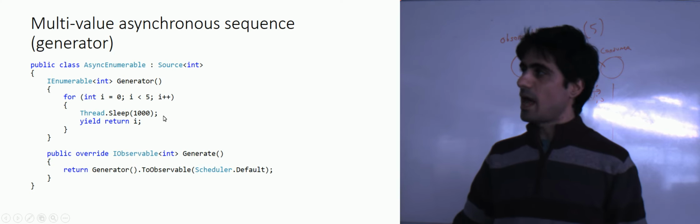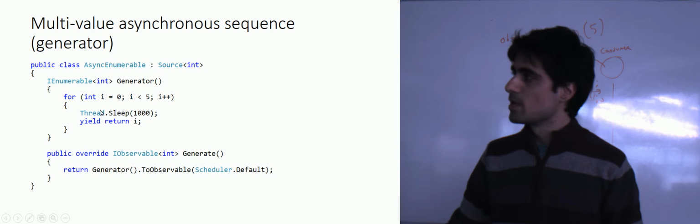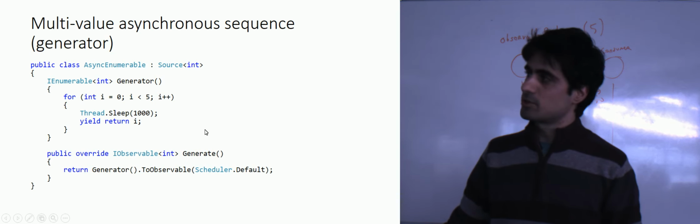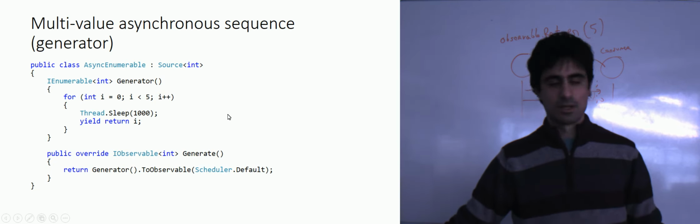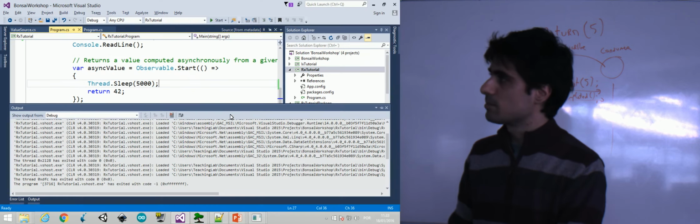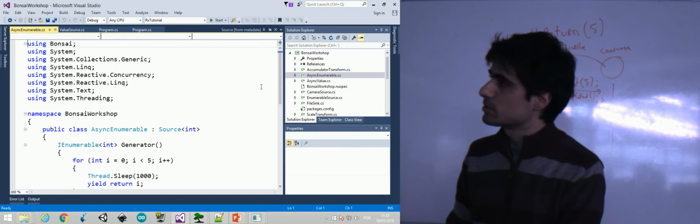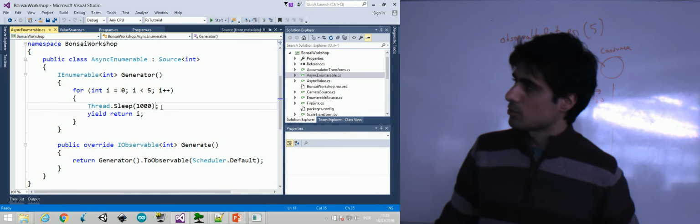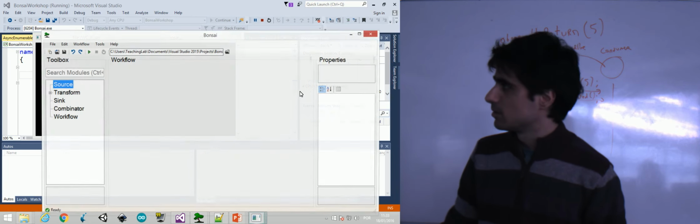Yeah, to be notified as the values are produced one by one. In this case, this is just a way to reuse the idea of iterator blocks and still have them work in the reactive world. We can actually see this running. This one may be interesting to run. You see I have it over here. This is my async enumerable that I was showing you. You have them in your projects as well. So I'm going to just run the project, and now we can actually see something more clear happening.